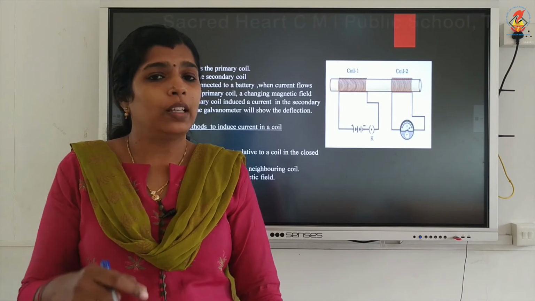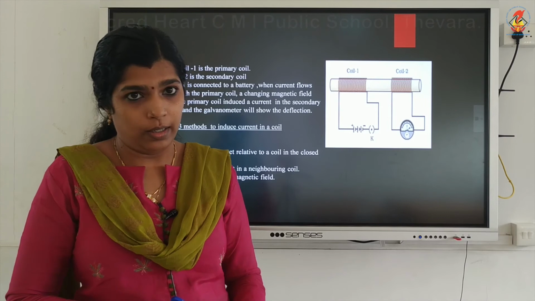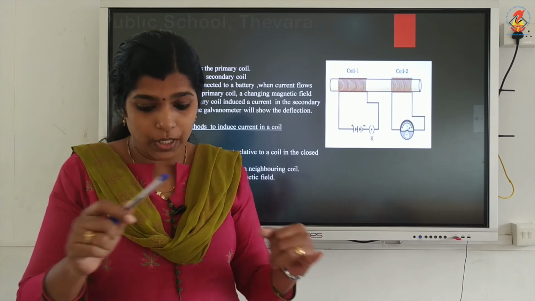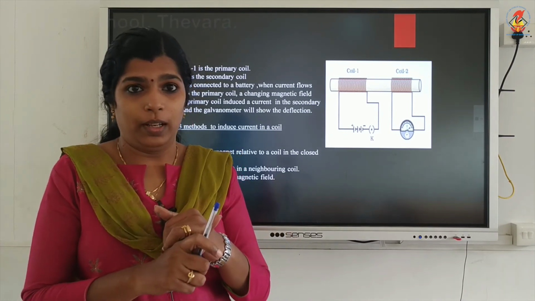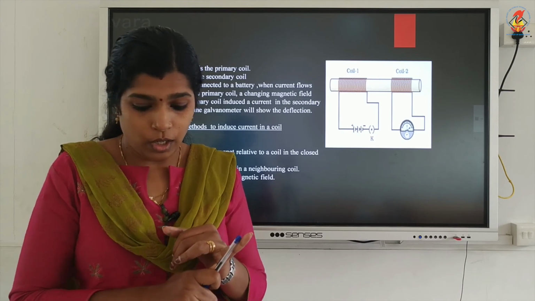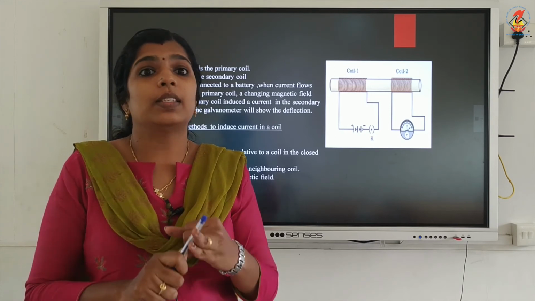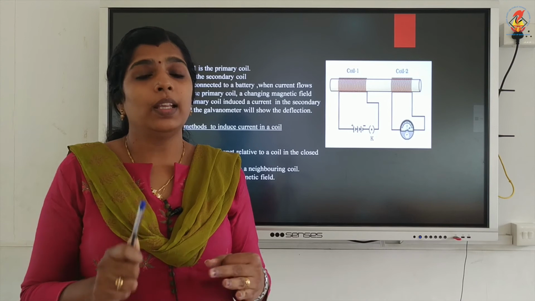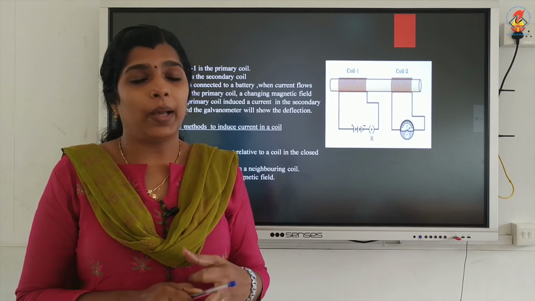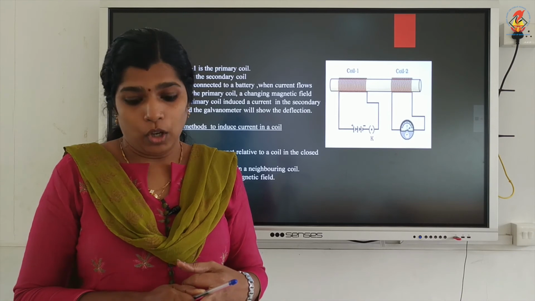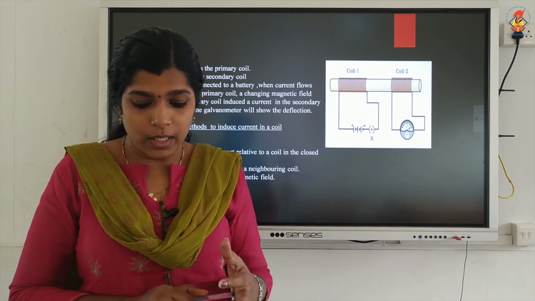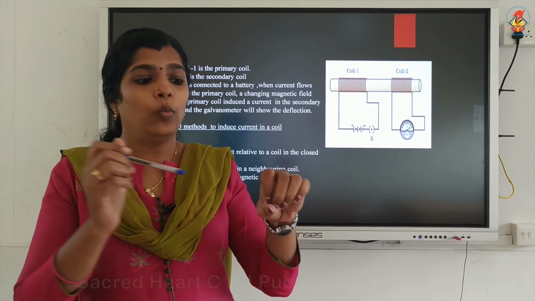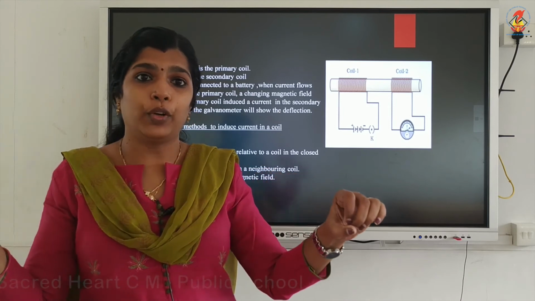Now, what are the factors that the induced current depends upon? How can we increase the induced current? First one, increase the number of turns in the coil. Then increase the strength of the magnet. Then increase the relative motion between the magnet and the coil, or the speed with which the magnet is moved towards or away from the coil.